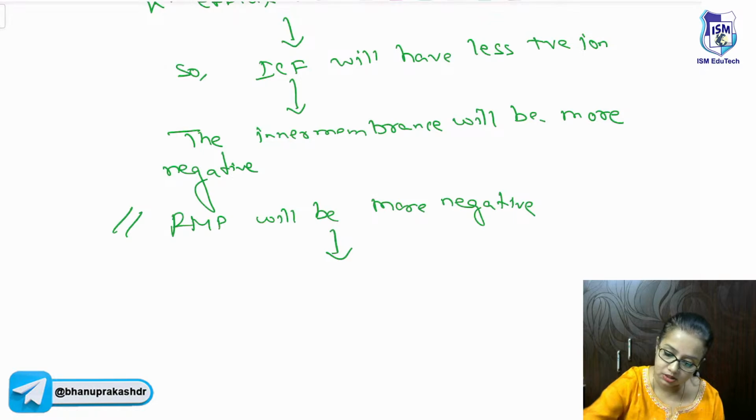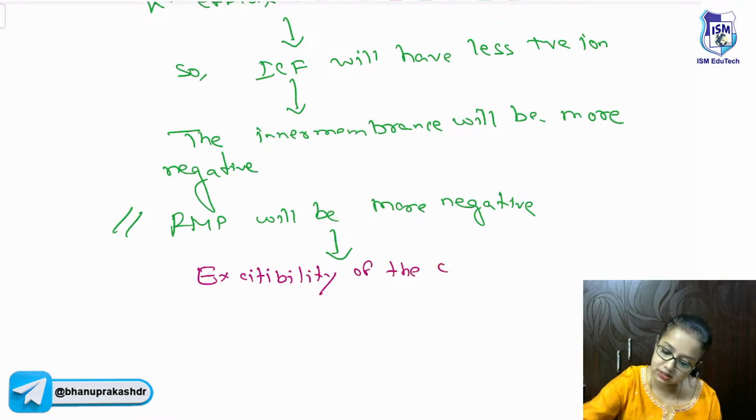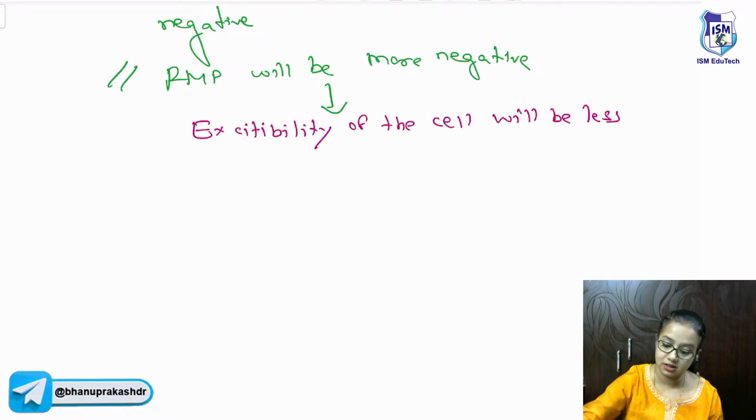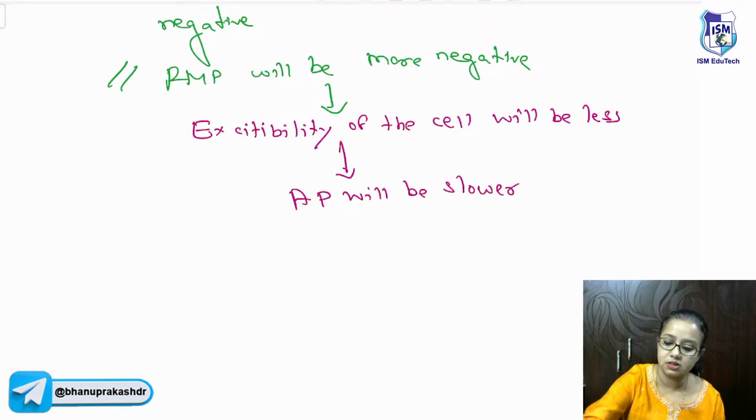So the excitability of the cell will be less. What cell? The nerve cell, the nerve fiber here. That is also a cell, right? And the action potential will be slower. It will take a little bit stronger threshold intensity to generate the action potential. Okay, this is what will happen in an imbalance of potassium.